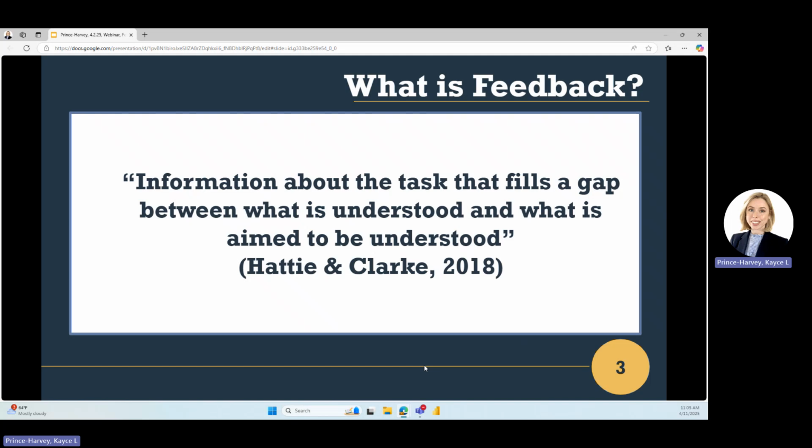So let's review the language of this definition. What words or phrases draw your attention? Does this definition align to how we see feedback taking place in the high school ELA classroom?